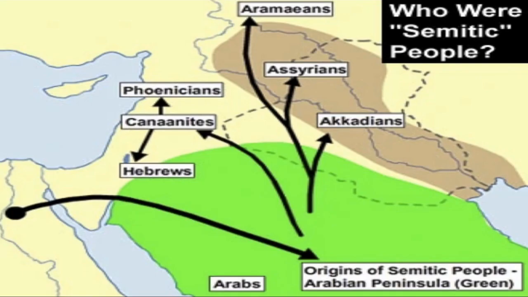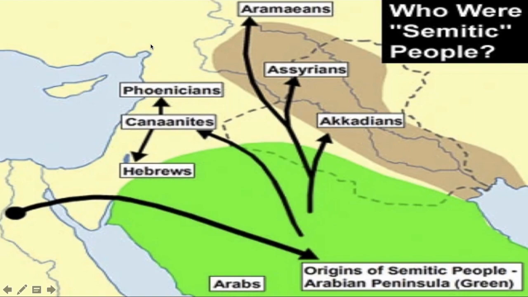So here is a map that shows you how it would have occurred. Here is the origin of Semitic peoples, the Arabian Peninsula in green. All of this would have been Semites, and then Semites would have come into the Middle East, or should I say the Near East, which will be up in this area, going into the Levant to become Canaanites, Phoenicians, Hebrews, and into the Fertile Crescent to become Akkadians, Assyrians, Arameans, just as I read. So this is the out of Arabia origin of the Semites.